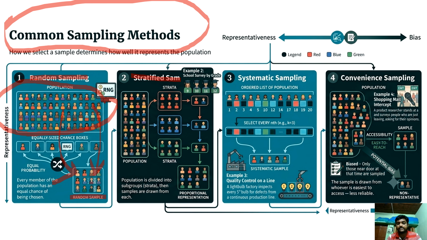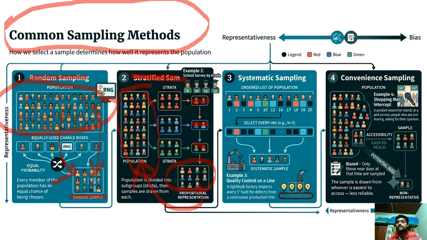Number two is stratified sampling, where the population is first divided into three or more strata, from which two or three people are selected. By this, we make the sample, and this sample will tell about or predict the population. So this sampling method is called stratified sampling. Example: school survey by grade.